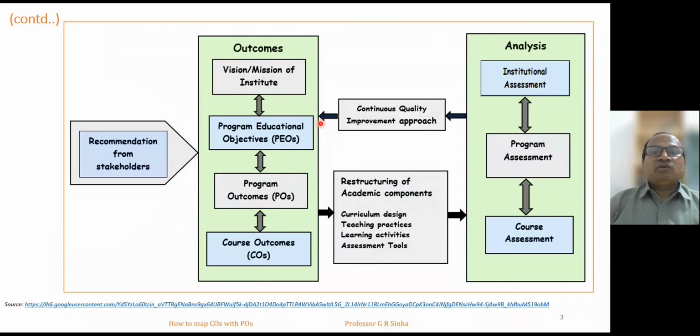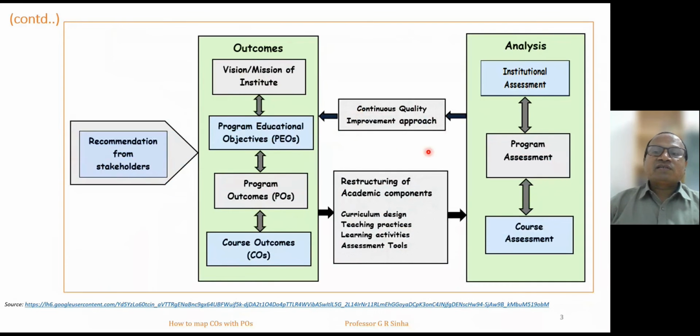It is not simply writing the statement. Rather, we write those statements very specifically as per the recommendation and suggestion of all these stakeholders. Of course, the program educational objectives and outcomes can get modified and revised regularly on the basis of a continuous quality improvement approach.